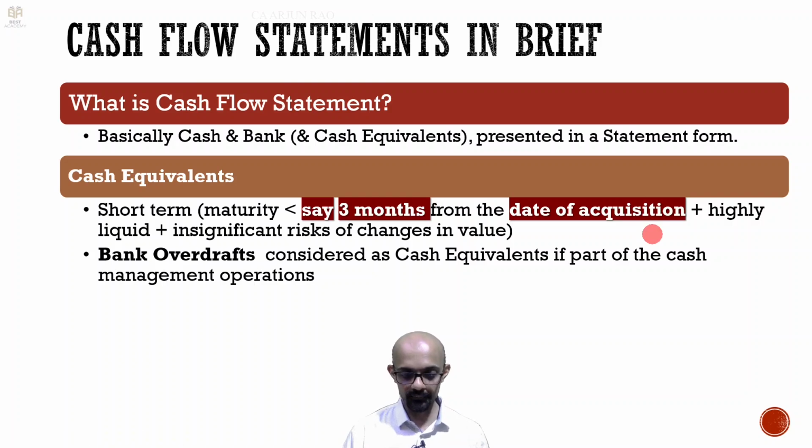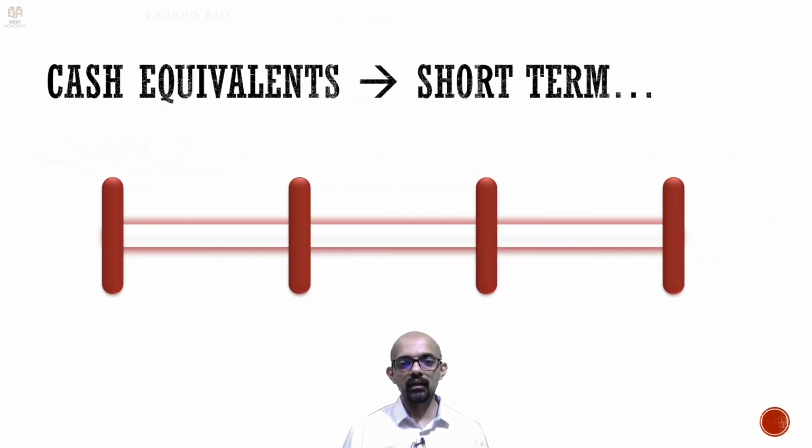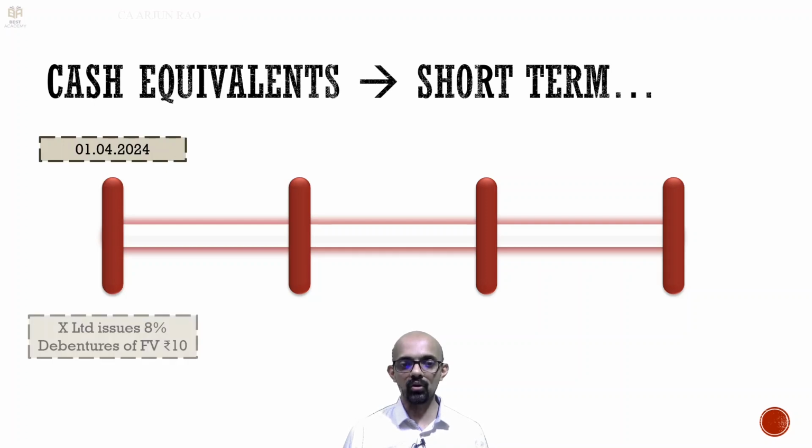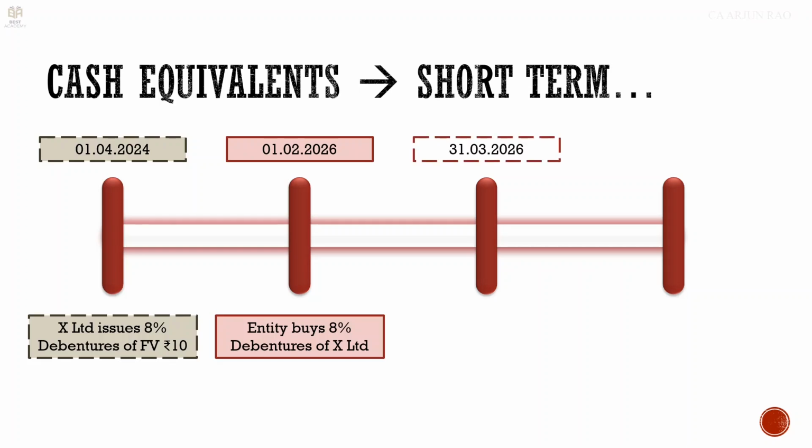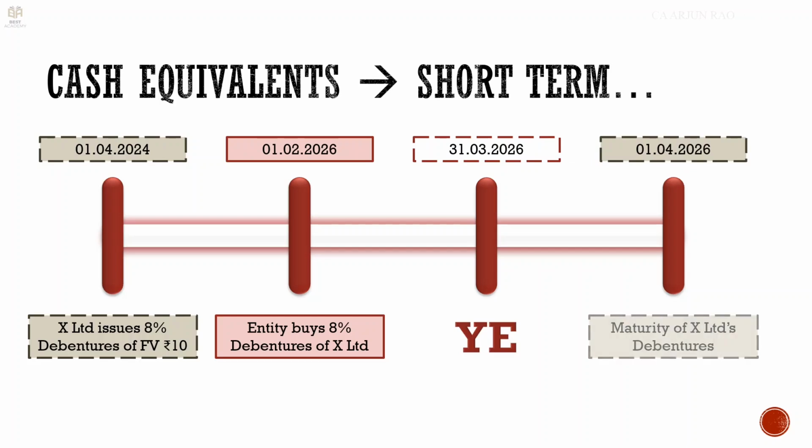the date of issue. So, suppose on 1/4/2024, a company X Limited has issued 8% debentures, right. So, we being the entity, we are acquiring these debentures on say 1st February 2026. Entity buys 8% debentures. 31/3/2026 is its year ending and 1/4/2026 is the maturity of the debentures which were issued on 1/4/2024. So, it is a 2-year debenture.